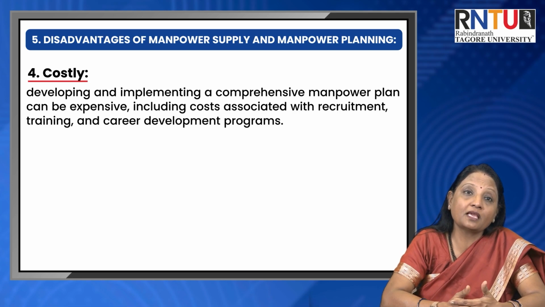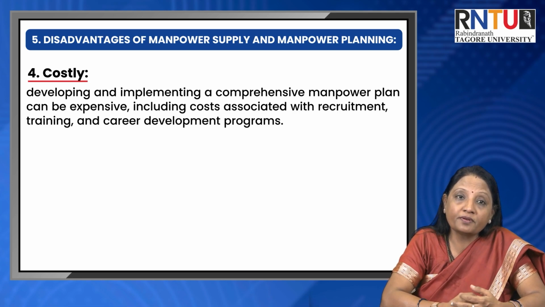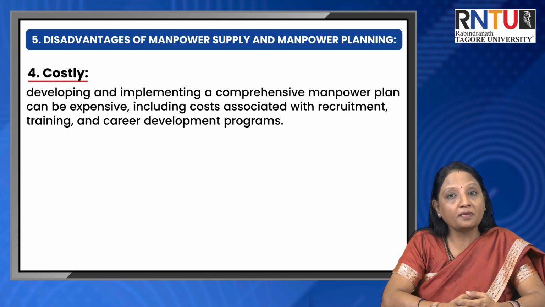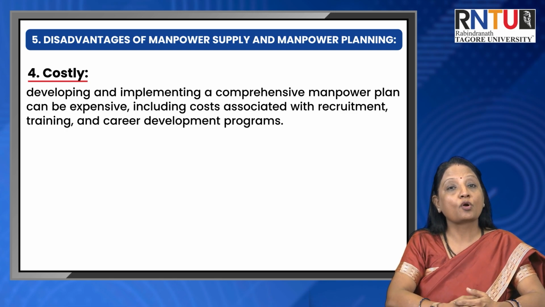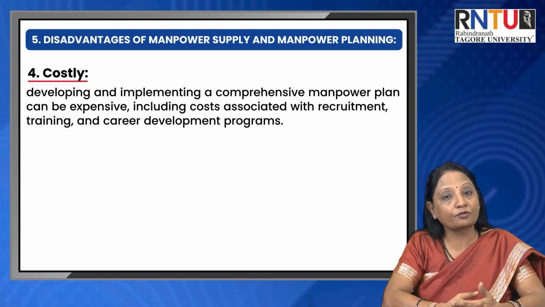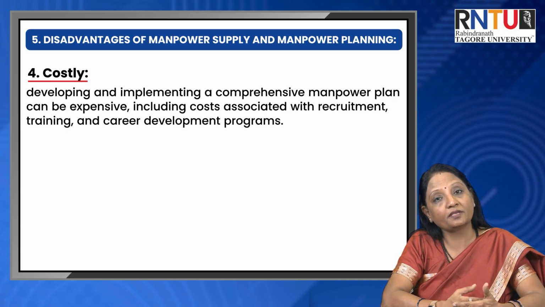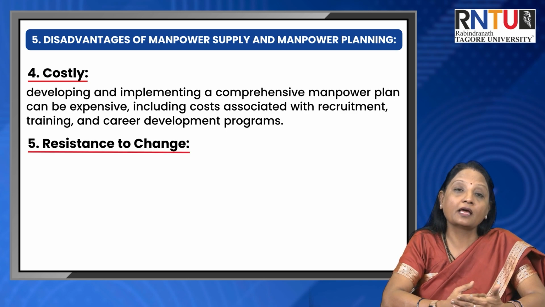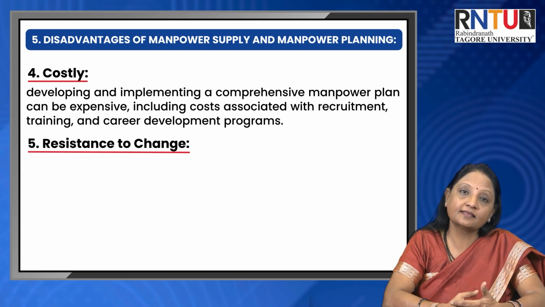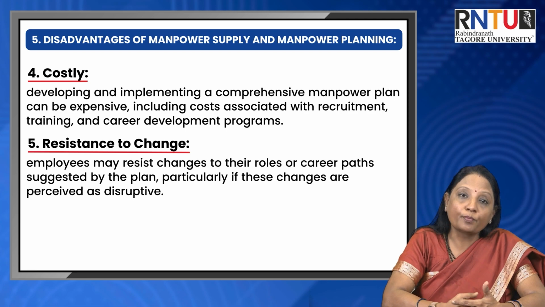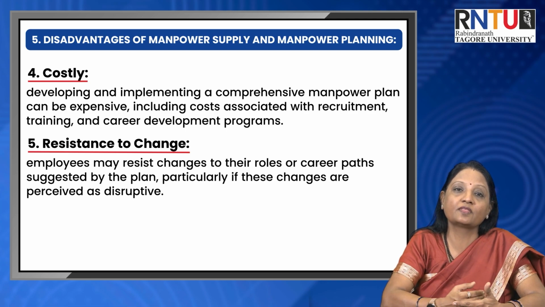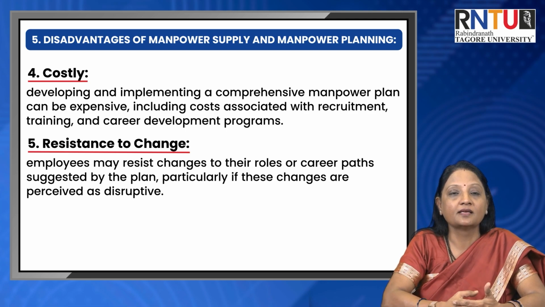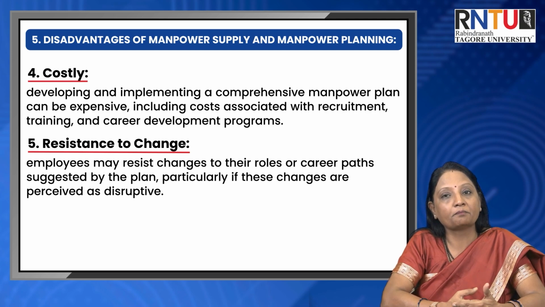The fourth one is cost. Developing and implementing a comprehensive manpower plan can be expensive, including costs associated with recruitment, training and career development programs. And the fifth one is resistance to change. Employees may resist changes to their roles or career paths suggested by the plan, particularly if these changes are perceived as disruptive.